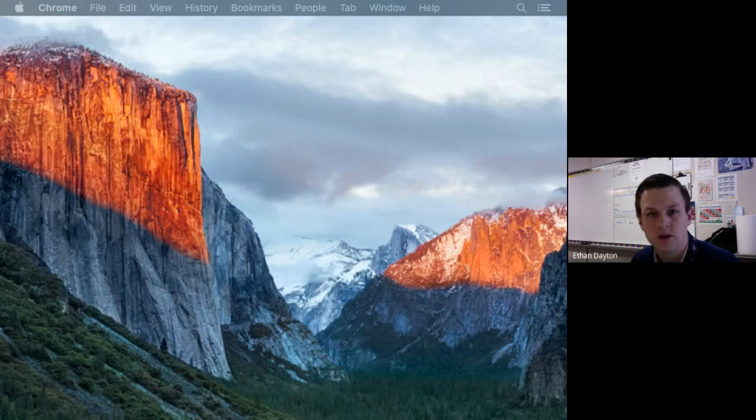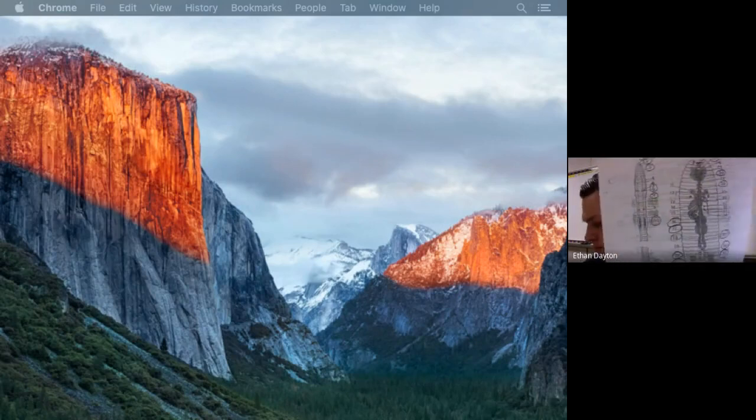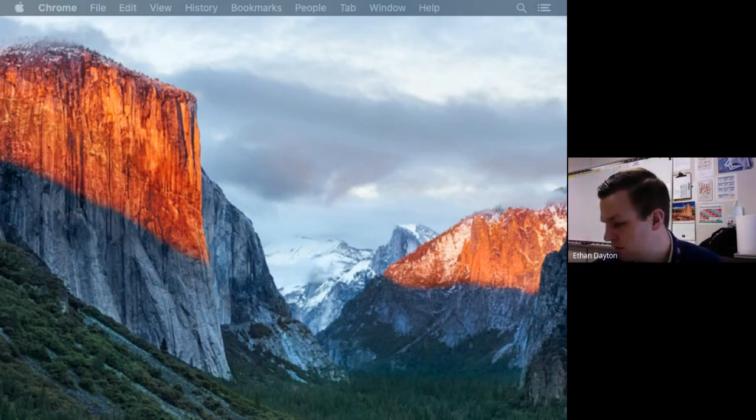Okay, cool. All right, what you're going to need is notes for the earthworm dissection. They look like this. Just like that.